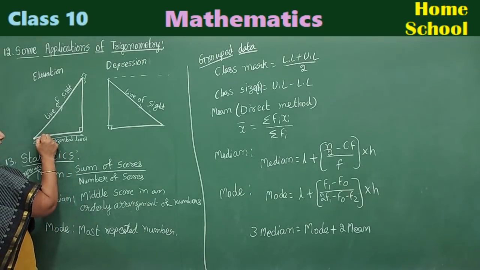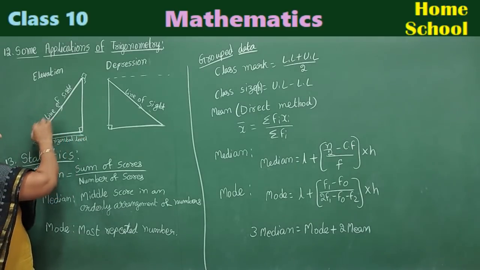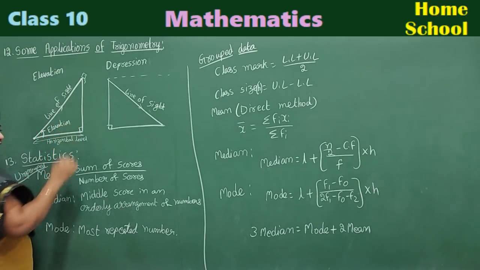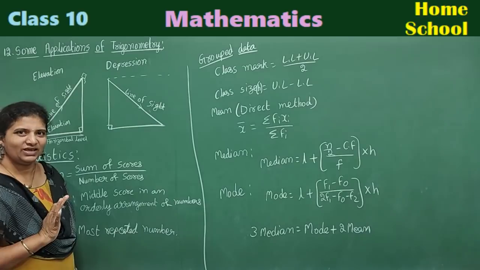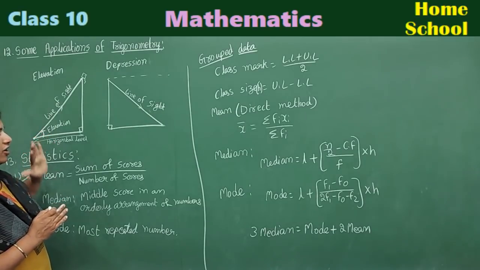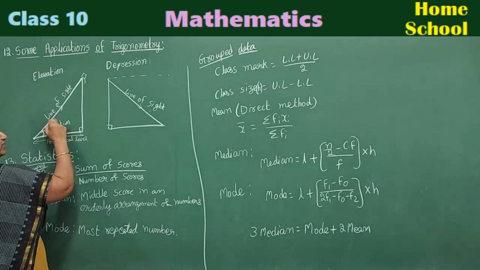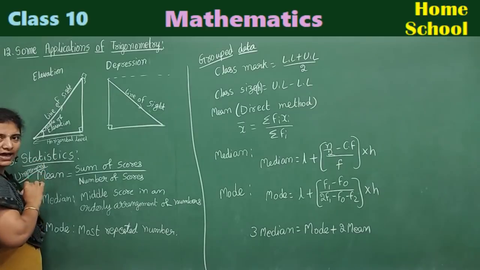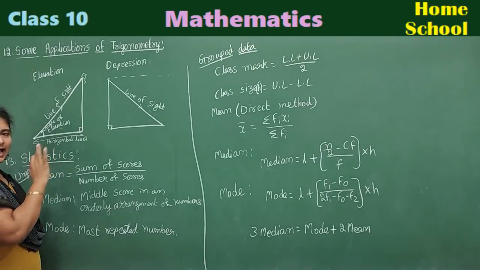Now observe here, the angle formed between the horizontal level and the line of sight is called the angle of elevation. Simply you can say angle of elevation is looking up. Angle of elevation is the angle formed between line of sight and horizontal level. Now suppose a kite is at so and so height, you are standing at so and so distance and observing the kite, and an angle is given.